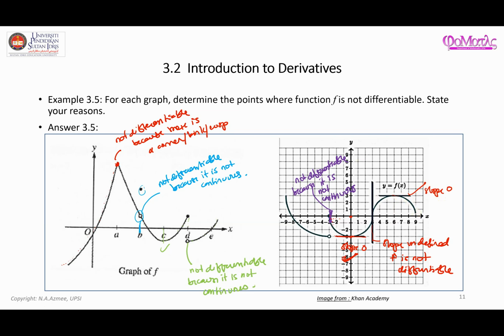So here we have 2 points where the function is not differentiable: the point at x equals 3, and the point where x is equal to -3. I think that's all for now.